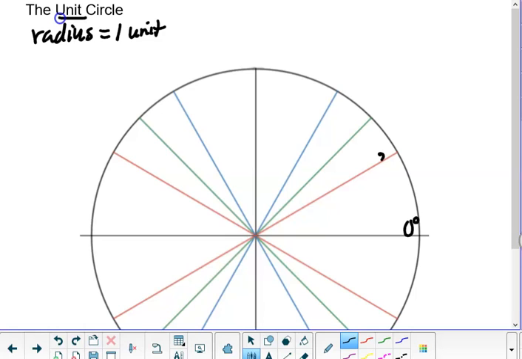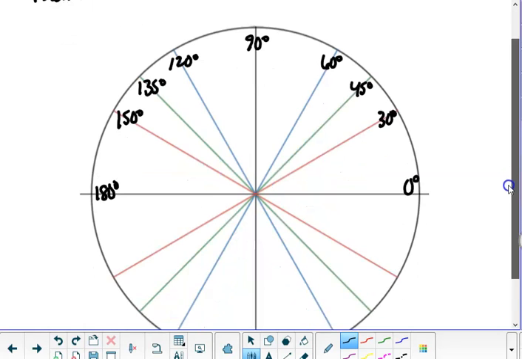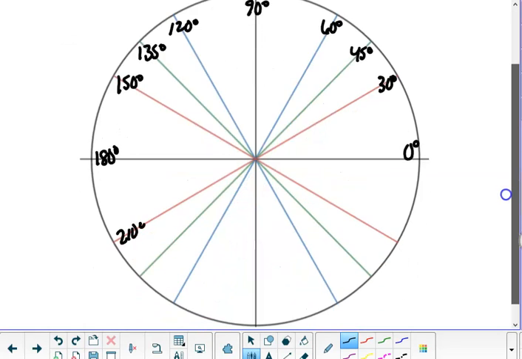That's 0, 30, 45, 60, 90, 120, 135, 150, 180, 210, 225, 240, 270, 300, 315, and 330. Oh, and one more, 360.